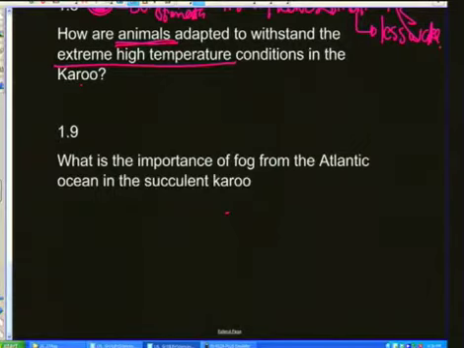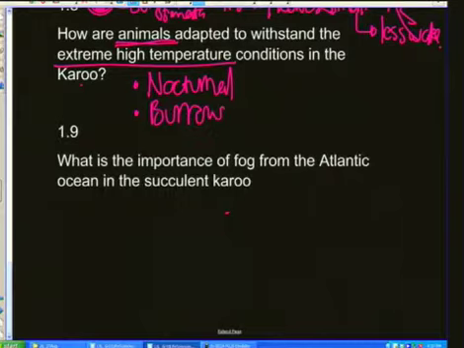High temperatures. First thing we think of, how about being active at night? Nocturnal. It's colder at night than it is during the day. What else could they do? How about if they burrow? If they go into a little burrow during the day. What else? Let's think about the camel. No, we can't do the camel. Camel isn't indigenous. I haven't seen one going around.